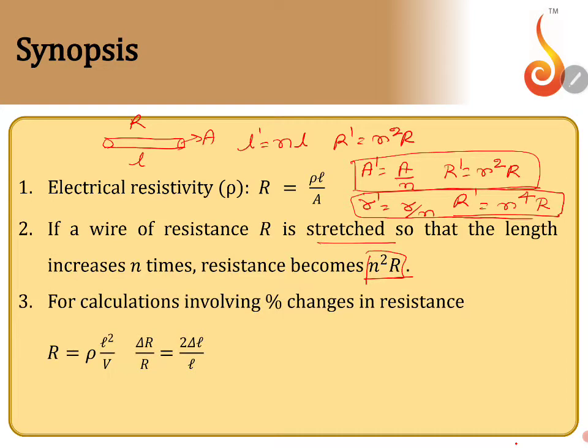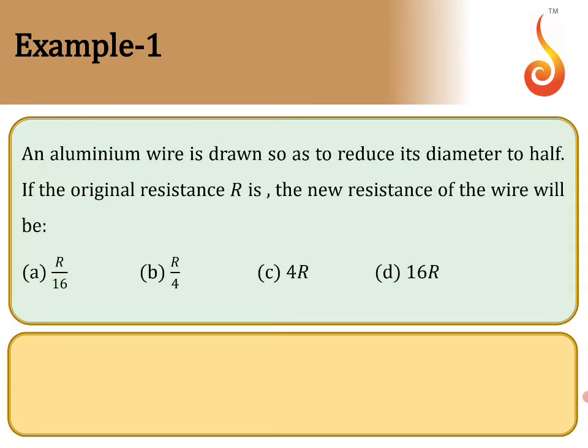Now for calculation involving percentage changes in the resistance, so if the length of the wire changes by maybe n%, then the resistance will change by 2n%. Please remember these formulas. Let us see one question here.